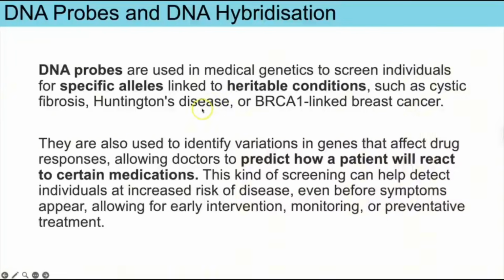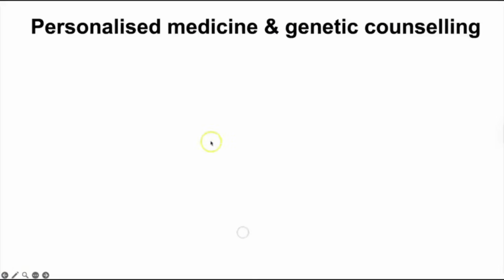So these DNA probes are used in medical genetics to screen individuals to see if they have particular alleles linked to inherited conditions such as cystic fibrosis or Huntington's disease, or the gene here linked to breast cancer. They are also used to identify variations in genes that affect drug response, allowing doctors to predict how a patient might react to certain medicines. And this kind of screening can help to detect individuals at increased risk of disease, even before the symptoms occur, which allows for early intervention, monitoring, or even preventative treatment.